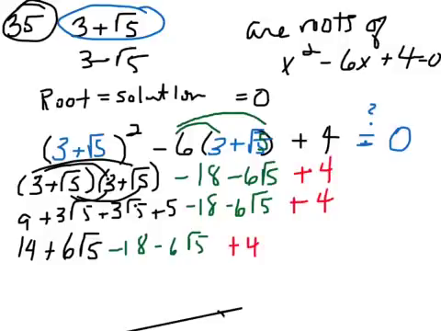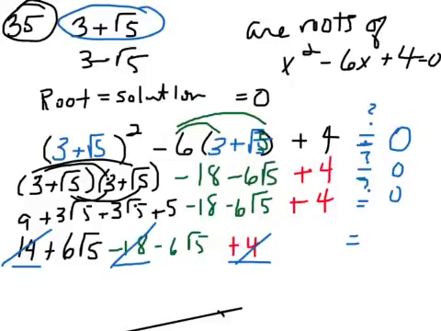And what we want to know is, do these things equal 0 when I simplify here? Let's see what it does equal. Well, I've got 14 minus 18, that's negative 4, plus 4 would be 0. So all that would end up canceling out because those things add up to 0. And then I've got 6 square root of 5 minus 6 square root of 5, and that is 0. So does it equal 0? Yes. What we just showed by plugging it in and showing that that equation does equal 0, when I plug that in, shows that that is a solution.